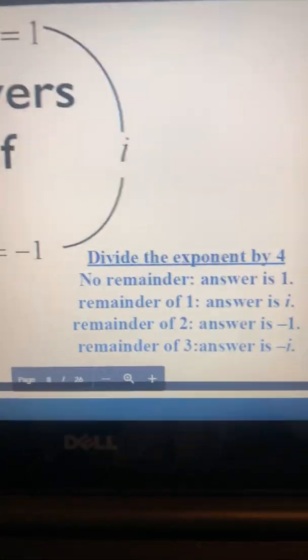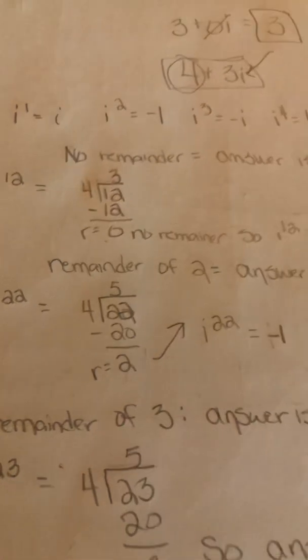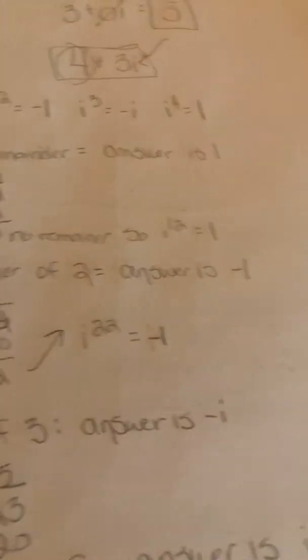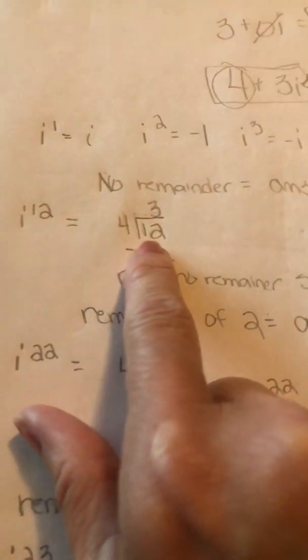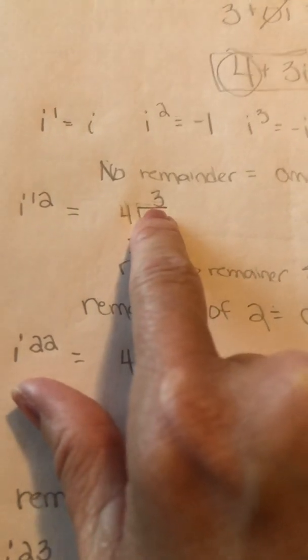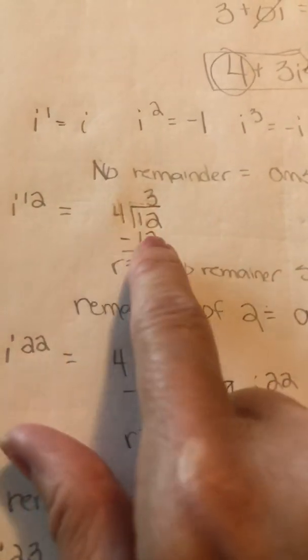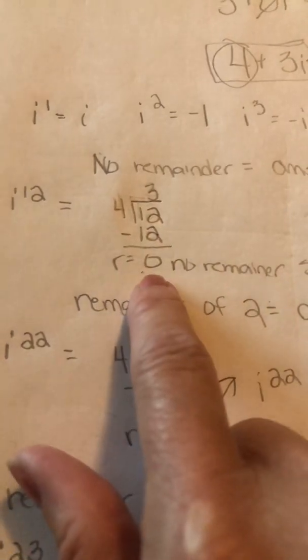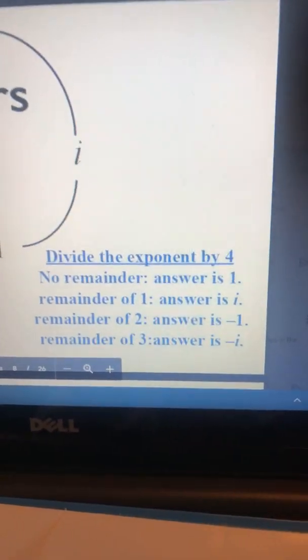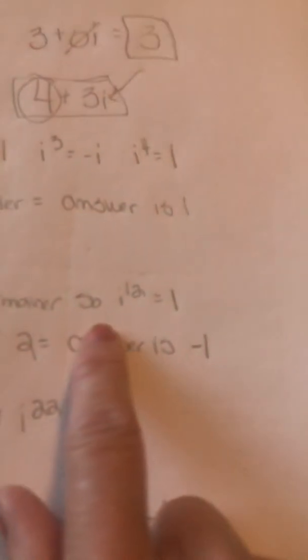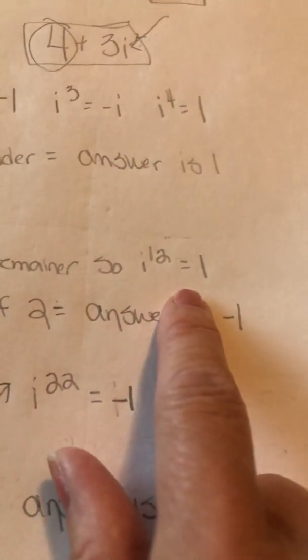So let me show you how this works. What I've done here is I have said, okay, if there is no remainder, the answer is 1. For instance, if I have i to the 12th power, we would take 4, divide it into 12, which would be equal to 3. And we know 4 times 3 is 12. 12 minus 12 is 0. So we have a remainder of 0. So no remainder, what is it? If there's no remainder, then the answer is always 1. So i to the 12th equals 1.